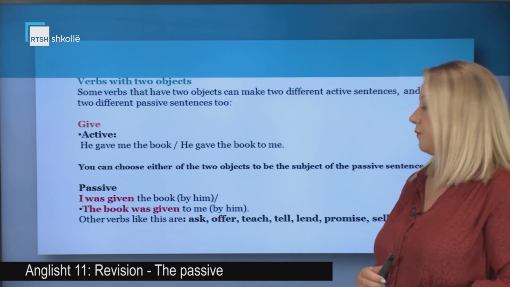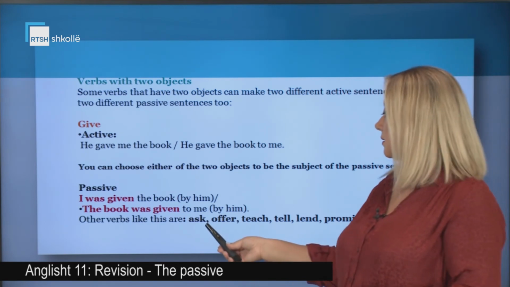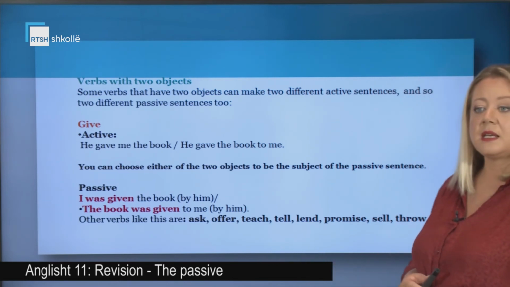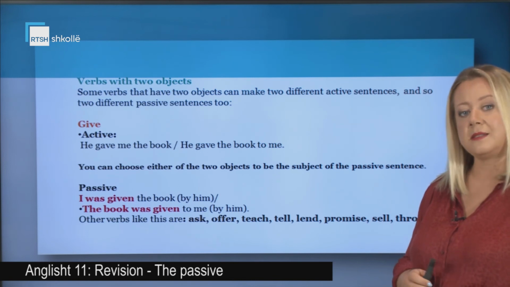Other verbs that have two objects are ask, offer, teach, tell, promise, sell, lend, etc.